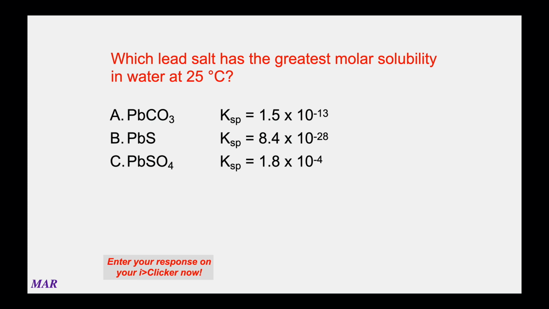At this point, I'm assuming you've tried the problem and you're ready to talk about the answer, so let's do it. All of these lead salts, which are lead ionic compounds, by the way, are 1-to-1 cation to anion. So 1 lead to 1 carbonate, 1 lead to 1 sulfide, and 1 lead to 1 sulfate. They're all 1 cation, a lead, to 1 anion, whatever it is.